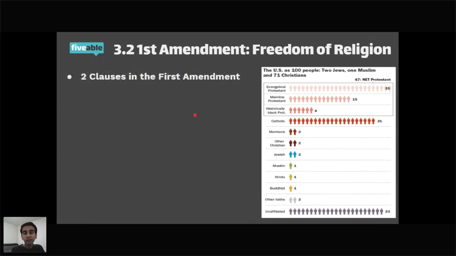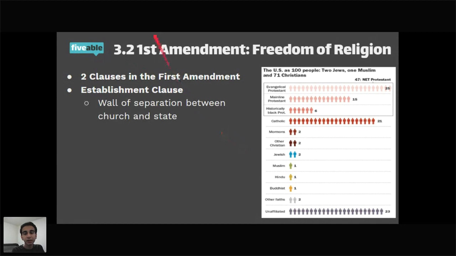In terms of religion, there are 2 clauses in the First Amendment. Does anyone know what those are? Yes, establishment, and then there's one more. Free exercise is the other clause in the First Amendment that you should know. So in terms of the Establishment Clause, it creates a wall of separation between church and state. If you've heard that division of church and state, that's where it comes from.